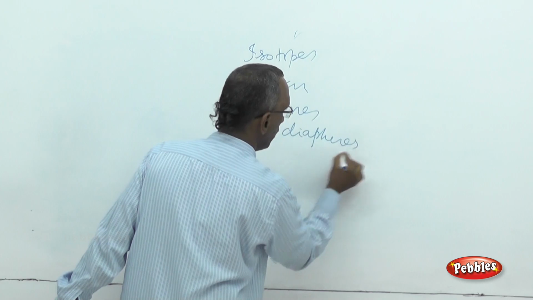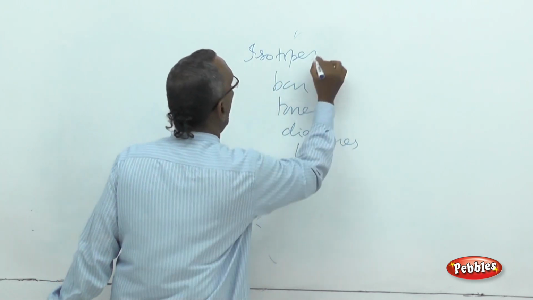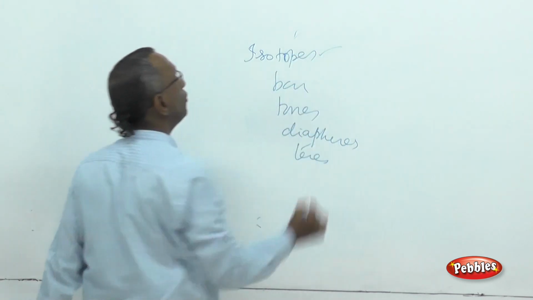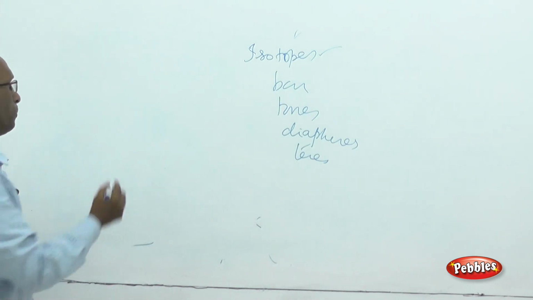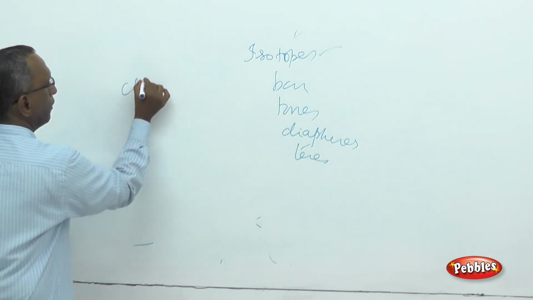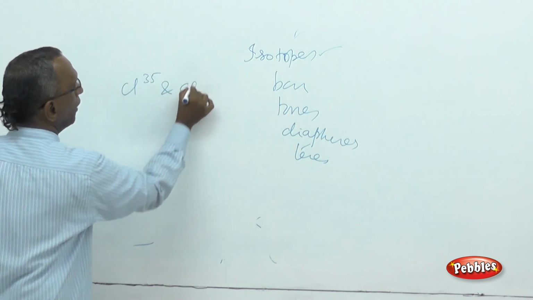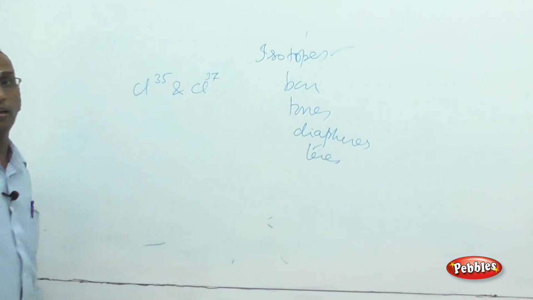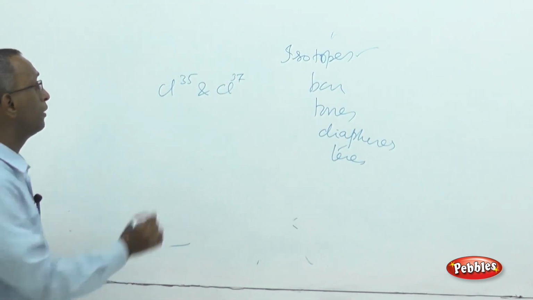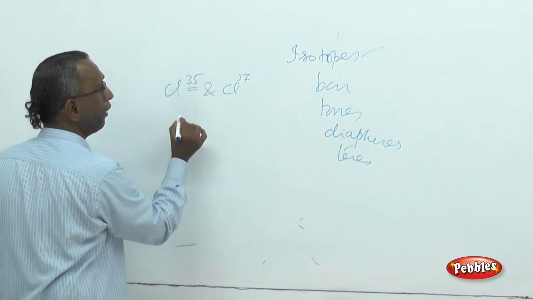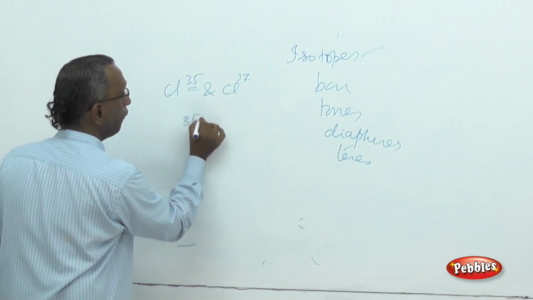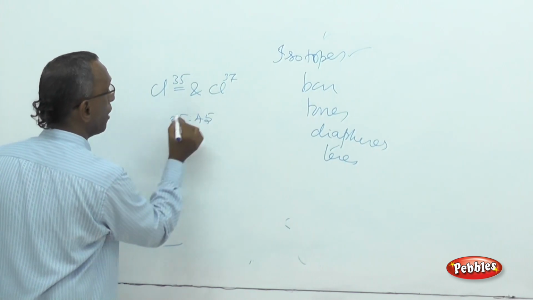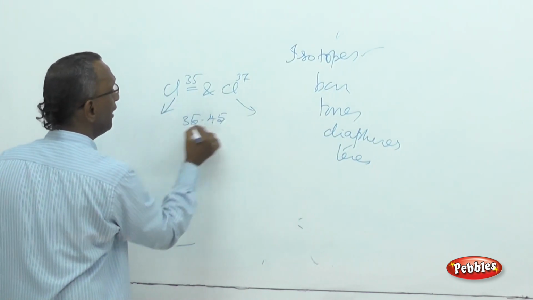The important ones are the isotopes. So, presence of isotopes. If you have chlorine, there are two types of isotopes: chlorine 35 and chlorine 37. So the atomic mass number is 35, but the atomic weight is 35.45 because the percentage is different.